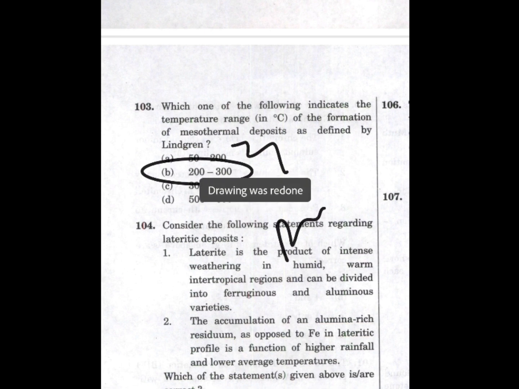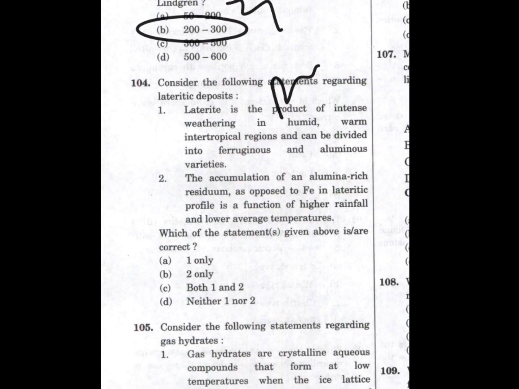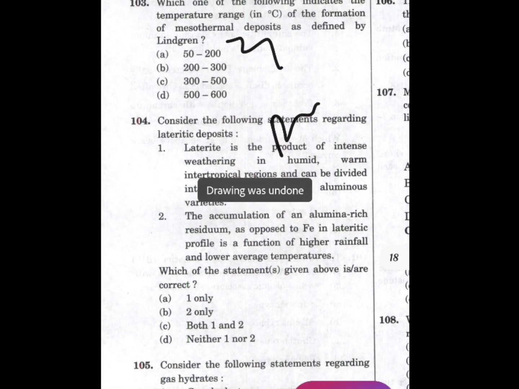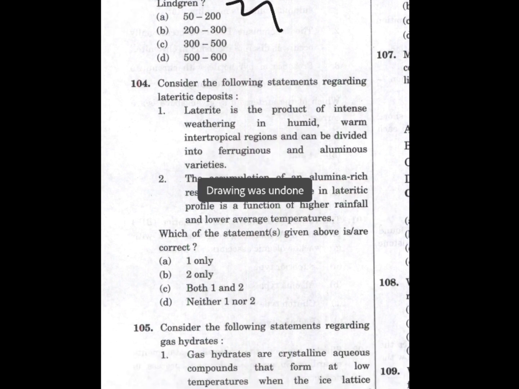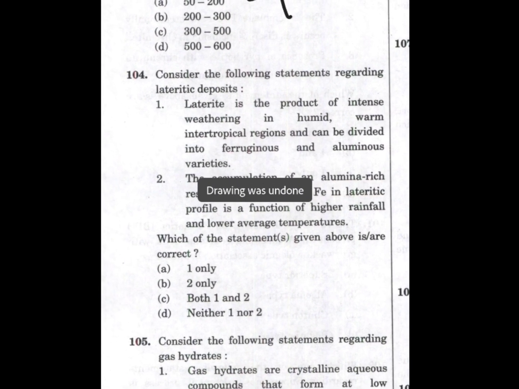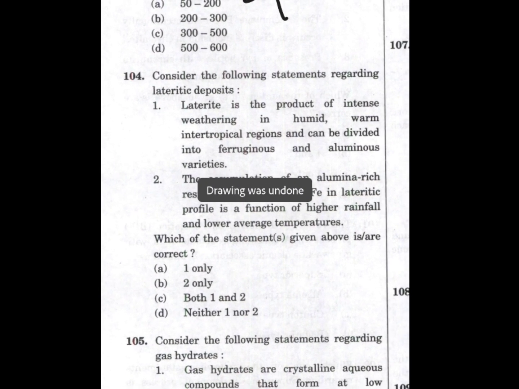The last one is deep seated, temperature greater than 300 degrees Celsius, which is hypothermal deposit. For example, tin, tungsten, and molybdenum deposits occur. Next one is: consider the following statement regarding lateritic deposit.